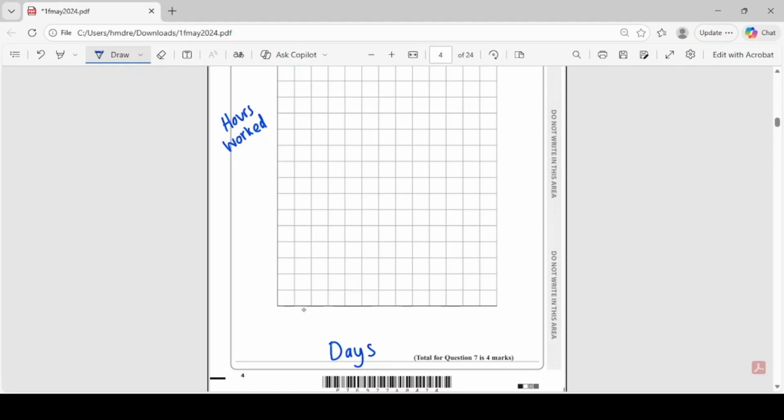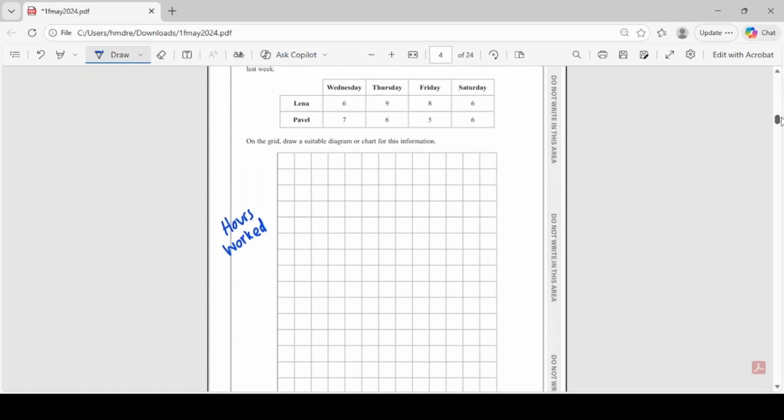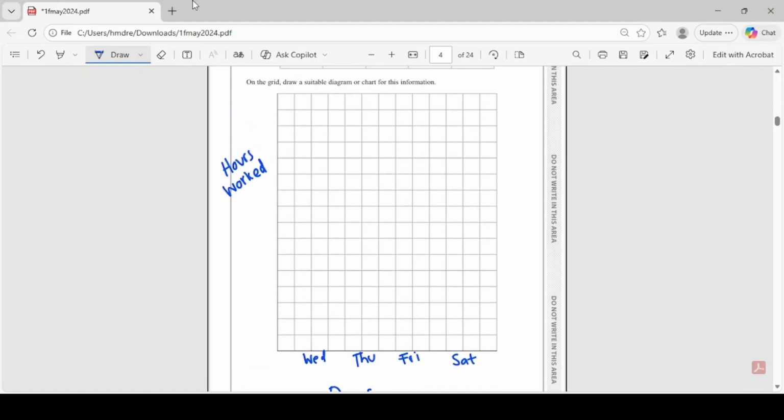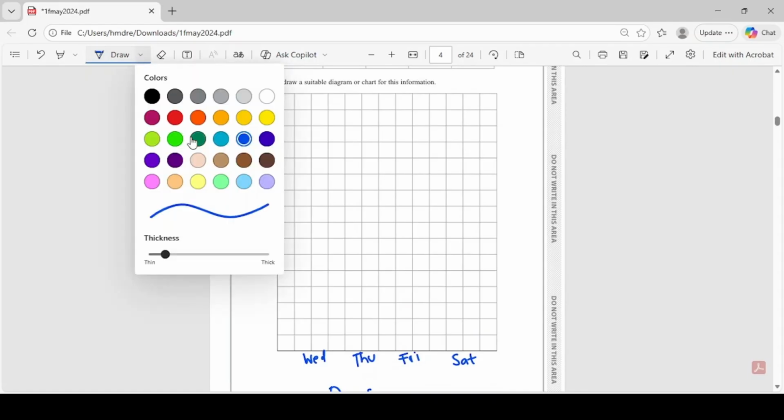We're going to write, these ones are going to be Wednesday here. Then we leave a gap. These are going to be Thursday. Leave a gap. These are going to be Friday. Is that all the days that we had? And Saturday. Okay, so Saturday, leave a gap, and Saturday. Okay, and then we do have two people here, so let's draw a key so we know who is who.